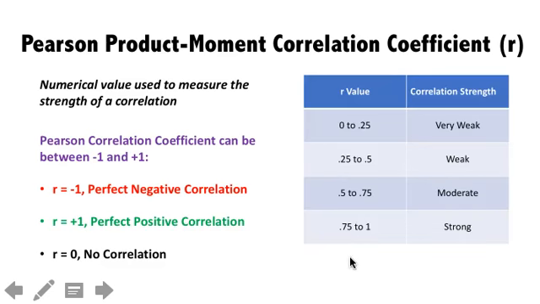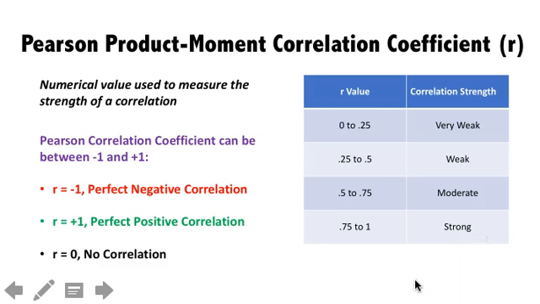This table on the right is a useful tool because it gives you an idea of when you have a weak, moderate, or strong correlation. From 0 to 0.25, you have a really weak correlation. From 0.25 to 0.5, you have a weak correlation. Once you get above 0.5, now you're looking at moderate correlations, and anything above 0.75 can be viewed as a strong correlation between two variables.